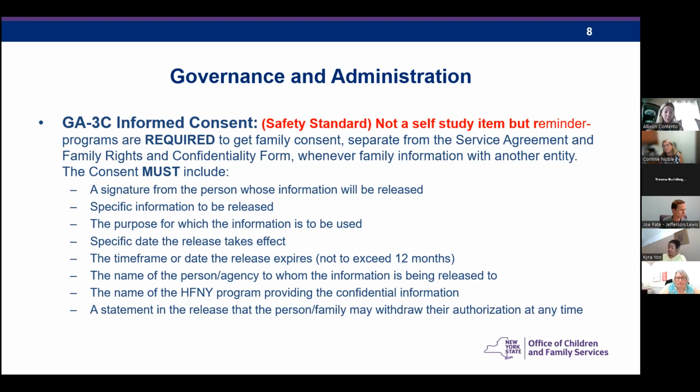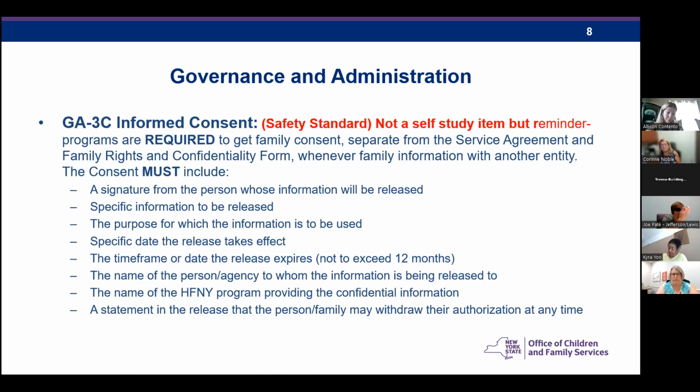That consent form must include a signature from the person whom the information is about. So the parent or family should sign, depending on who you're collecting the information from, or if it's for the target child, the parent signs the release on behalf of the minor child. It must include the specific information to be released. Consent forms cannot be open-ended and just say all medical records. It really needs to be specific, and that's directly in the best practice standard. So when staff work with families to complete it, be specific about what information you're gathering, what the purpose is, and the specific date the release takes effect. Then there needs to be a time frame or date the release expires, and that cannot exceed 12 months.